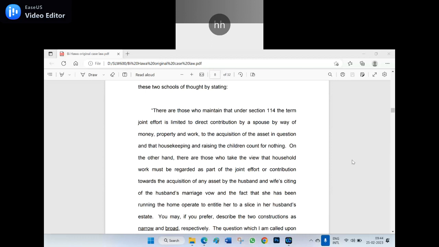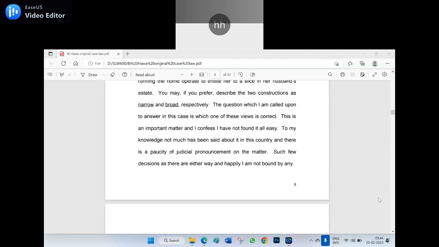Merely getting the money is not the only thing. Even taking care of the household activities also contributes to the matrimonial assets. So the school of thought varies over there. Even taking care of the house, or washing the clothes, or doing the chores in the matrimonial home, even though there are house servants, doesn't matter. To my knowledge, not much has been said in this country, and there is a paucity of judicial pronouncement on the matter.